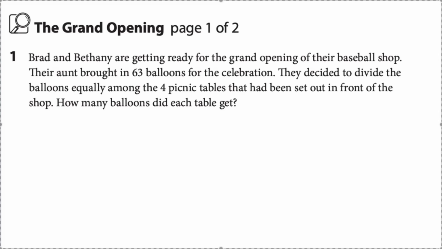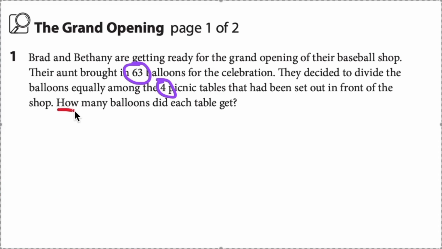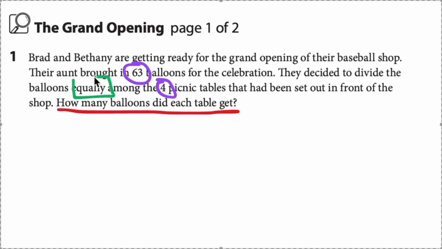Since that was a lot of information, let's use the cubes strategy. I see 63 and 4. Then you want to underline the question that is usually at the very end of the problem, not all the time though. How many balloons did each table get? Box any keywords. Well, I saw equally. I saw the big keyword, divide.